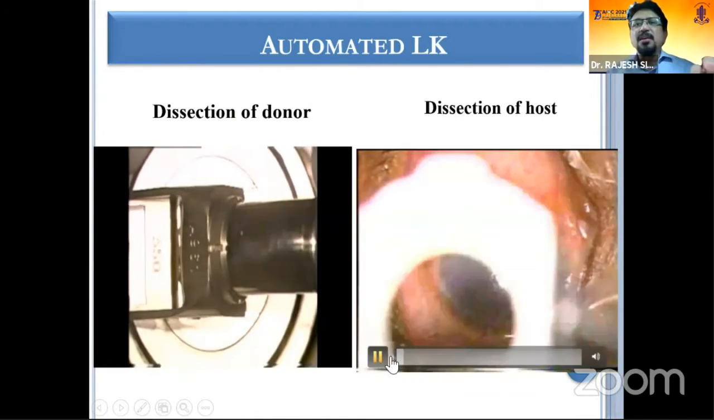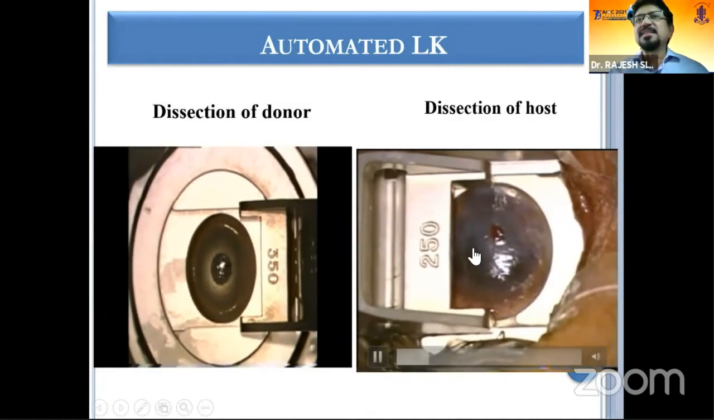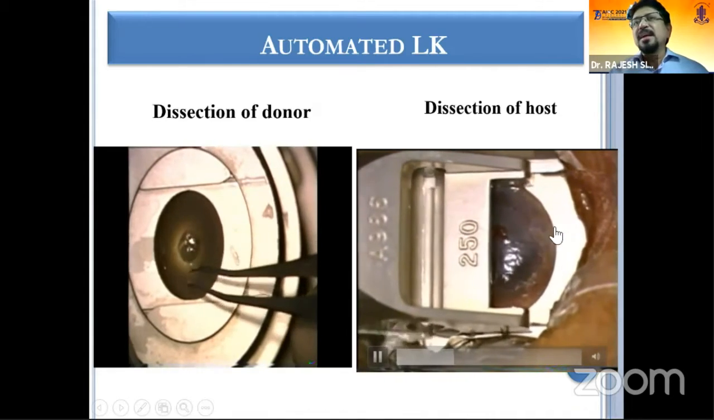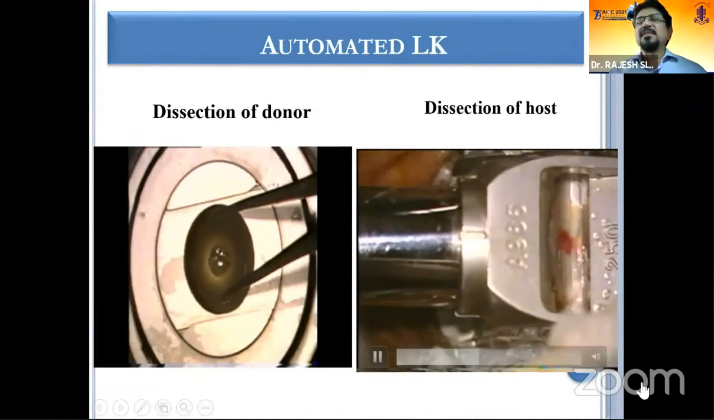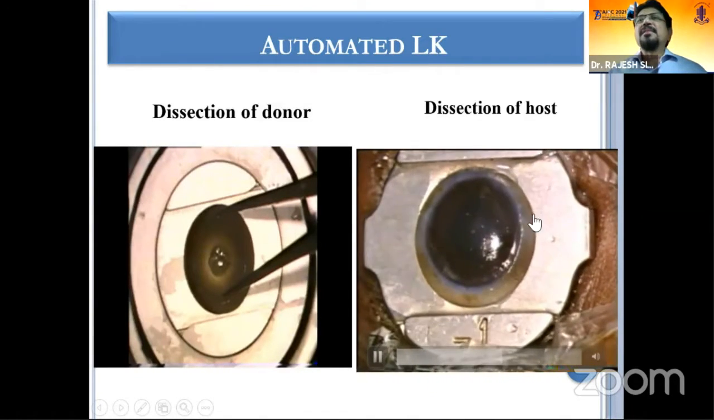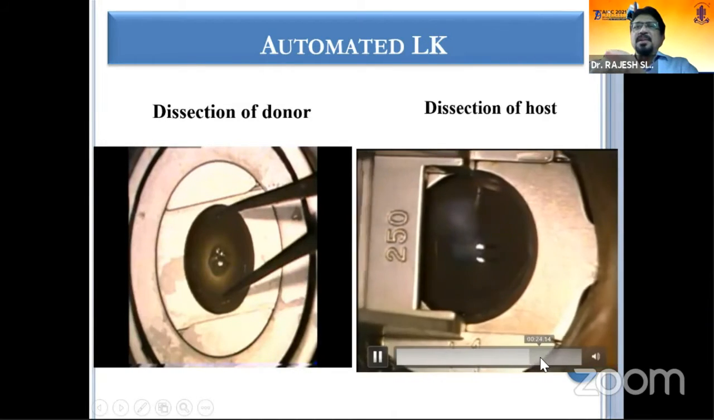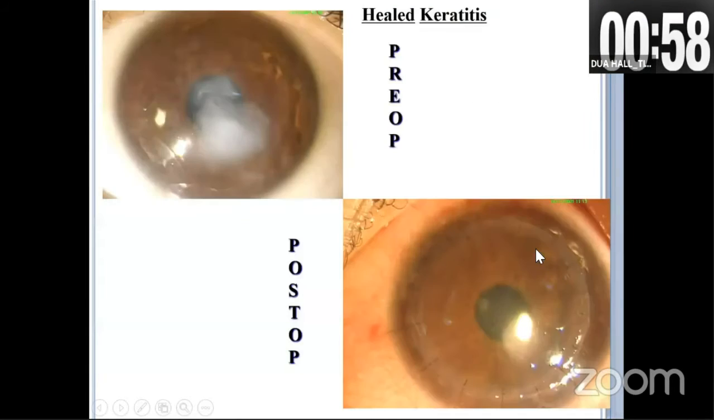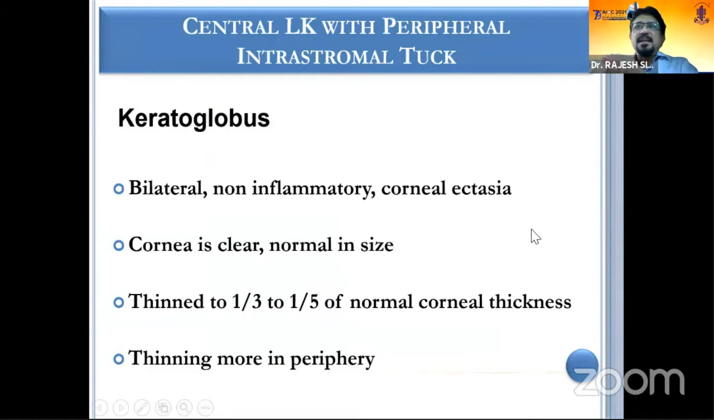And the advantage of doing a procedure with microkeratome, particularly in such cases, is that you can see I'm using a 250 micron head, in a case of a trachomatous keratopathy with a little bit of thinning of cornea. After dissecting it, you can see you have a very uniform interface, and this is a scar which after dissection will become reasonably clear. These are the post-op pictures, the clear interface.